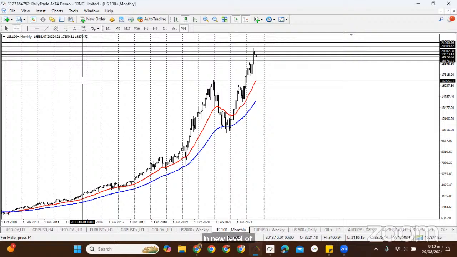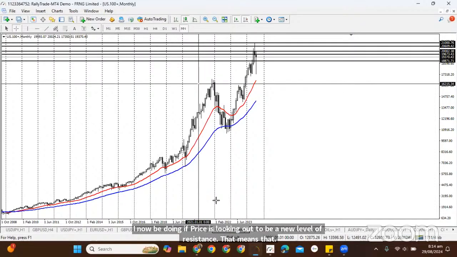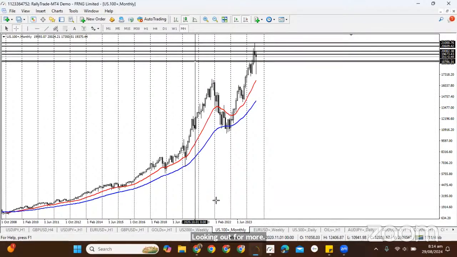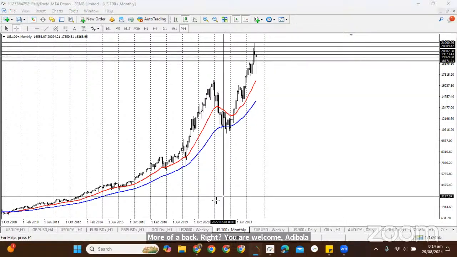So what should I now be doing if price is looking out to be creating a new level of resistance? That means that I should be looking out for more of what? More of a buy. More of a buy, right? You are welcome, Adebola. You are welcome. All right.